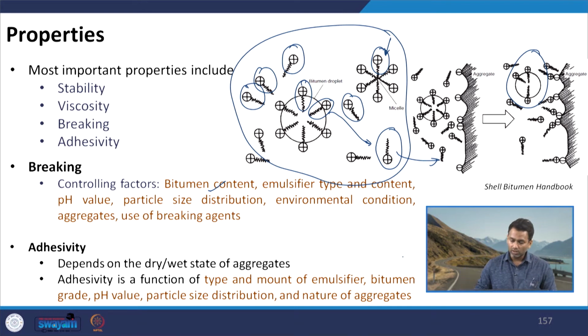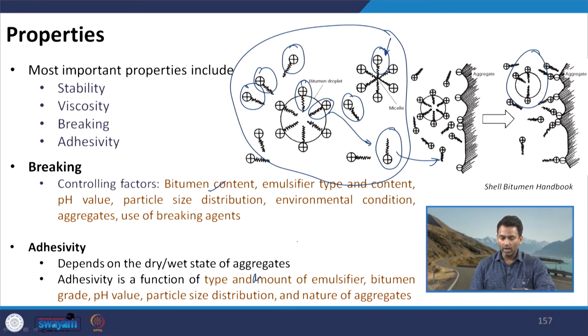So, various factors which affect the adhesivity include the type and amount of emulsifier, bitumen grade, the pH value which will tell us the acidic content in the emulsifier, the particle size distribution of the bitumen particles, and also the nature of the aggregates, whether it is siliceous, what type of charges it has on the surface, whether it is in a dry condition or in a wet condition, and so on. Alright. So, this is about the adhesivity.